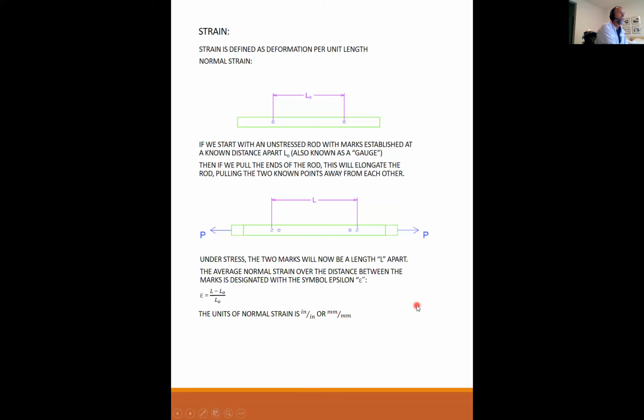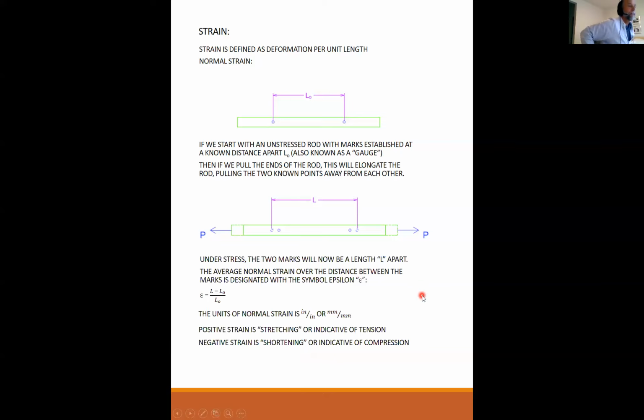The units of strain, or normal strain, are either inch per inch or millimeter per millimeter. Positive strain is stretching or indicative of tension. Like we just said, positive stress is tensile, and positive strain also is tensile. Negative strain is the opposite. Negative strain means the rod is shortening, and it is indicative of compression.